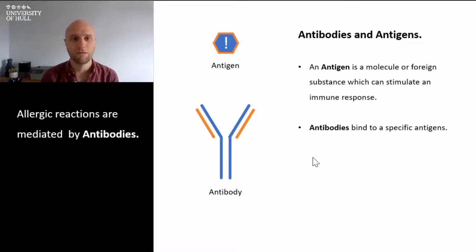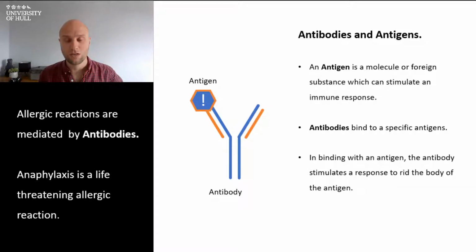So first of all, this is hopefully going to be a bit of revision, or an introduction to some of the basic terminology. We're going to think about antigens, which are small foreign particles or molecules which might stimulate your body to initiate an immune response. As part of that, you have antibodies, which are proteins produced by your body to interact with the antigens. When the antibody binds with the antigen, it stimulates a response which hopefully gets rid of the antigen that may be causing a problem for your body.